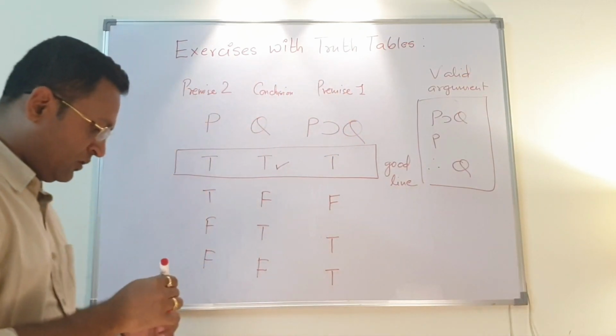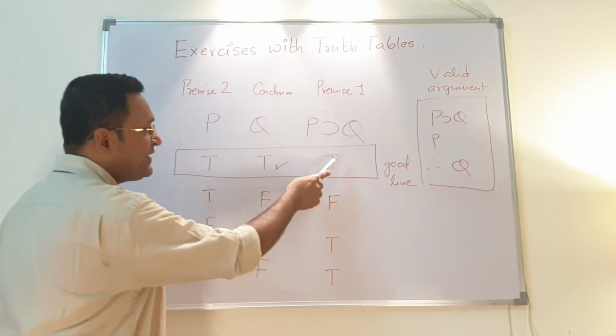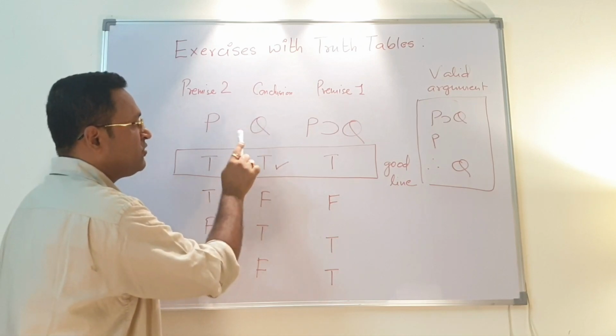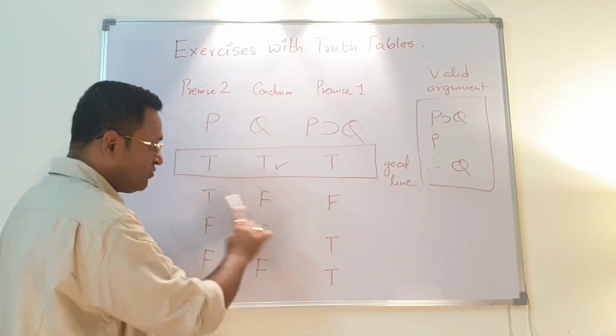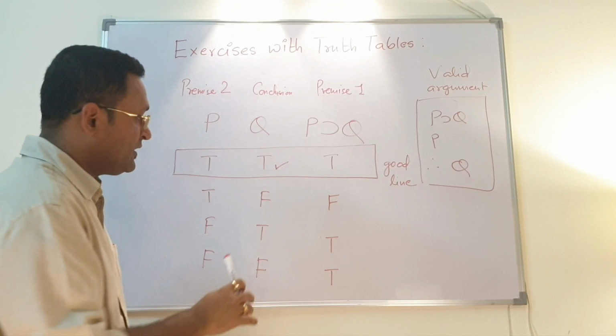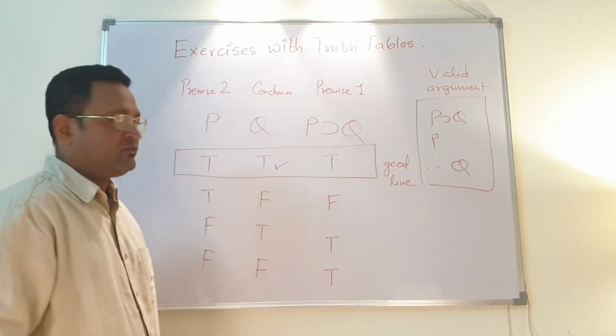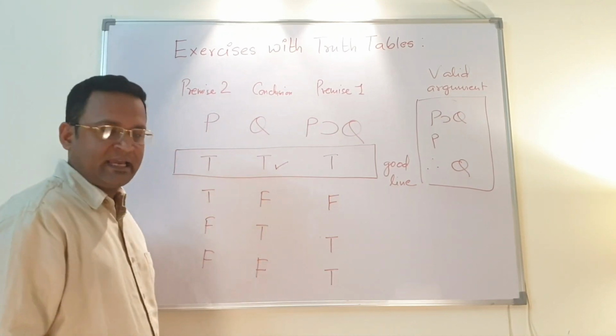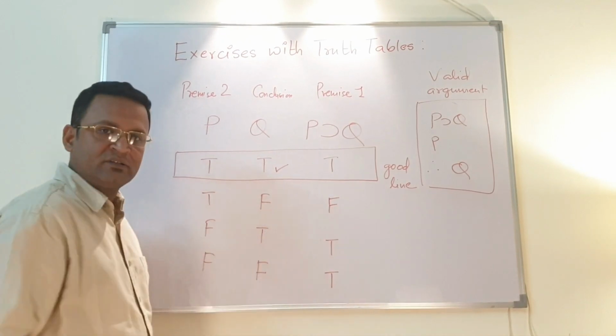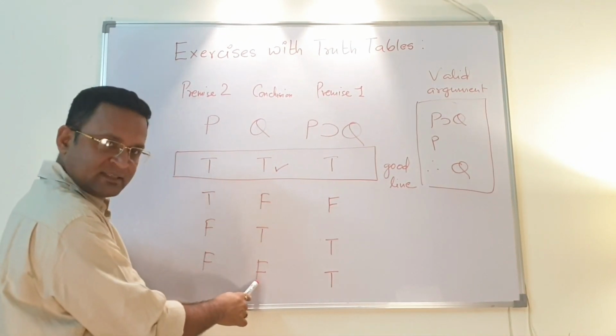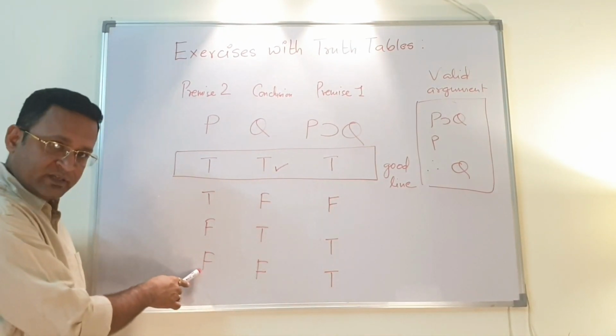Why? Because whenever the premises are true, the conclusion is also true. There is no other case in which the premises are true and the conclusion false. Like suppose you see that this is the false line, but then you will see that this is also false. Here also you see that this is a false line, but then you see that here also it is false.